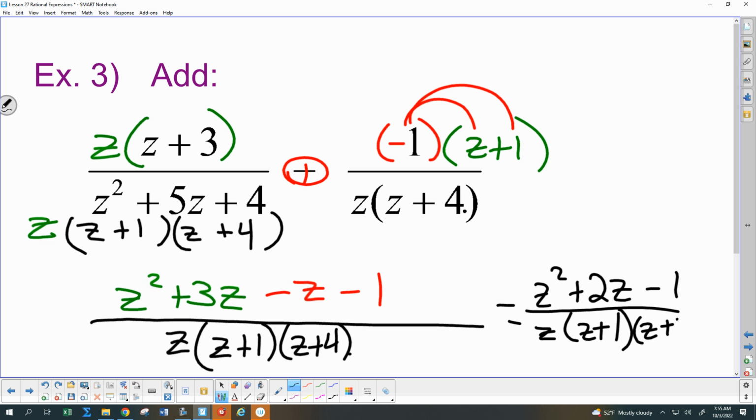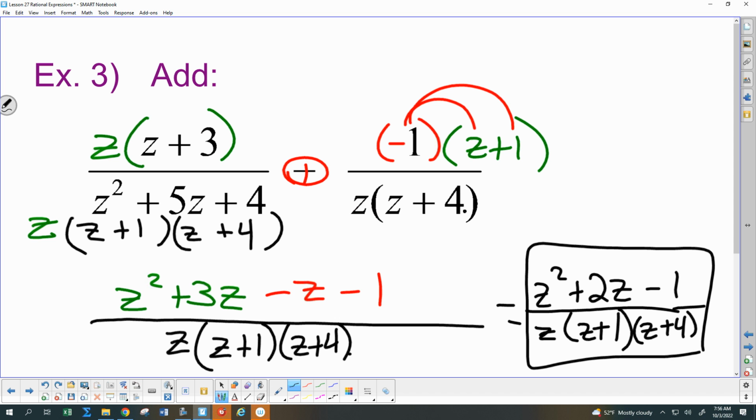That numerator has a z squared in it, so I need to think, can it be factored? Two things that multiply to be negative 1. My only choice would be 1 and negative 1. Do those add to make 2? So can't factor it. So this is what we have. Questions from anybody on combining rational expressions or adding rational expressions together?